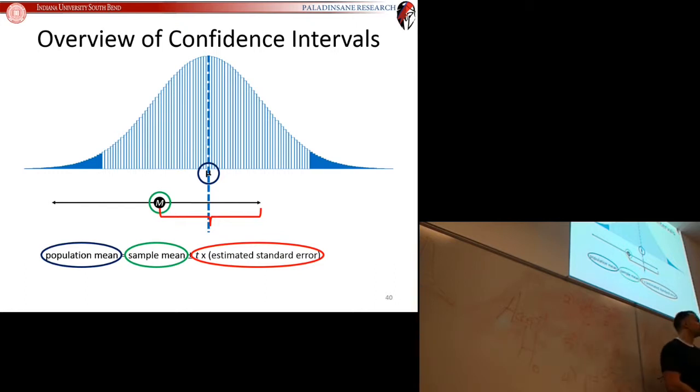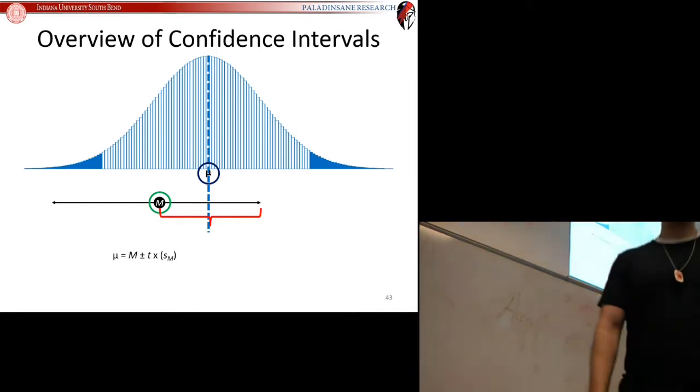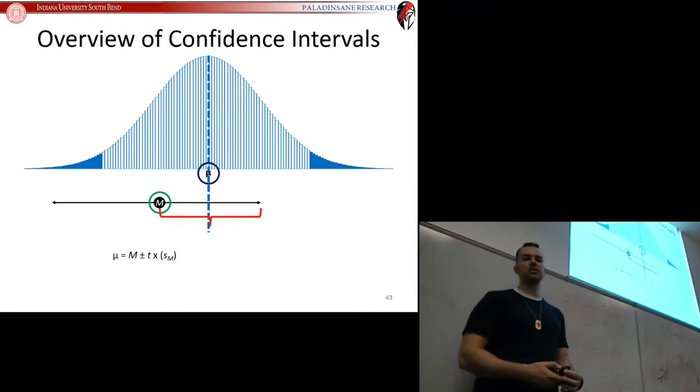Now that elections are coming up, you will hear poll results communicated in confidence intervals all the time. So you'll hear something like, oh, approval ratings for this candidate are 30% plus or minus 4%. That's what they're talking about right there. That's a confidence interval in election results. All right, so once again, population mean equals your sample mean plus or minus t-statistic times your estimated standard error. All right, so that's your overview of confidence intervals.